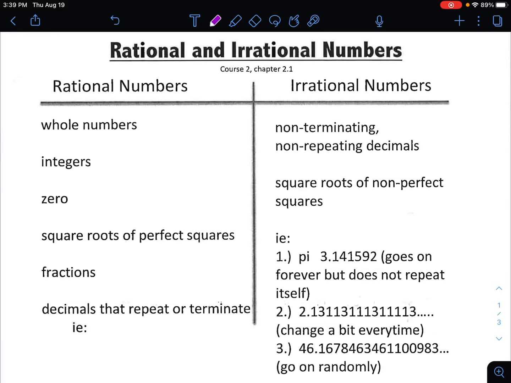Okay, guys, we're going to take notes on rational and irrational numbers today. Let's start with the rational numbers side. Rational numbers are like everything we've been studying so far for most of your mathematics career.